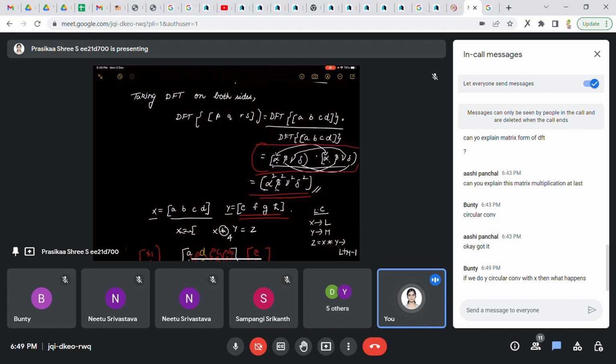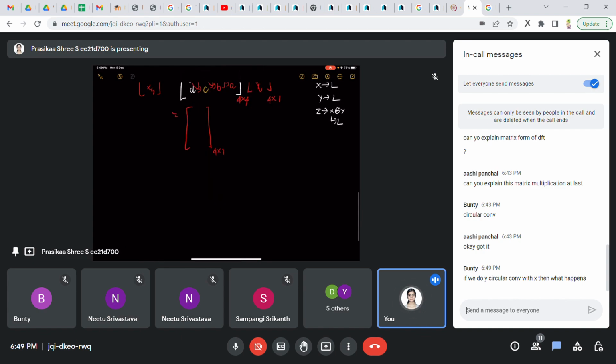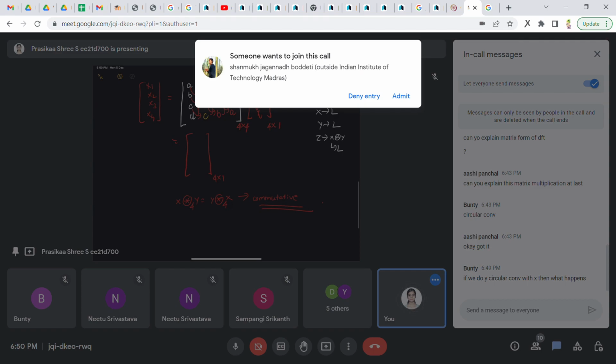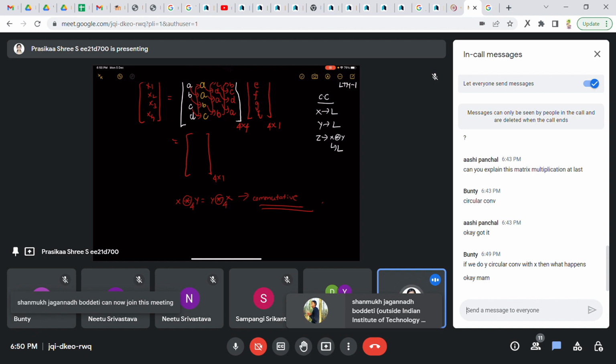It will follow the commutative property. Circular convolution follows the same properties as convolution. Convolution follows the commutative property, right? So even if you take the circular convolution of y with x or x with y, both are the same. It follows commutativity. Just take the reverse and start multiplying, and you will understand why it is so. Got it, Bunty? Are you satisfied?